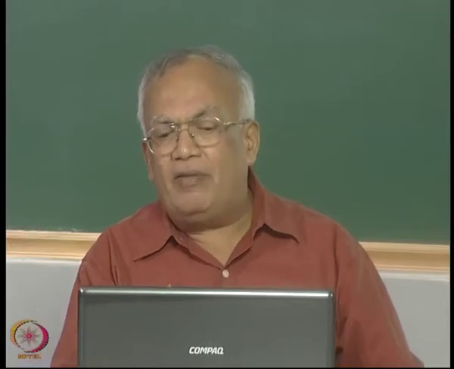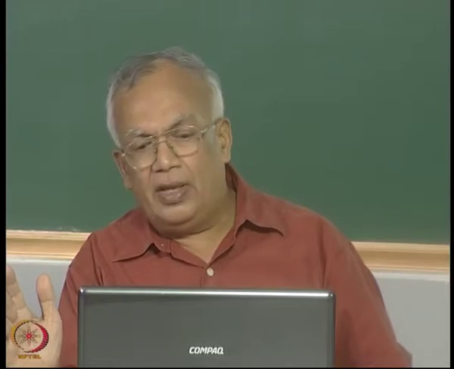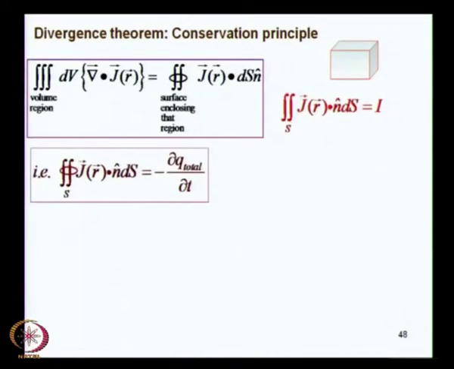So, I move the derivative operator del by del t inside the integral sign, and now if you see this relation, I have got a volume integral of the rate of change of density. Now, what this allows me to do is to interpret the net current which is oozing out of that region in terms of this volume integral of the time derivative of the density. So, we can write this a little more clearly now.